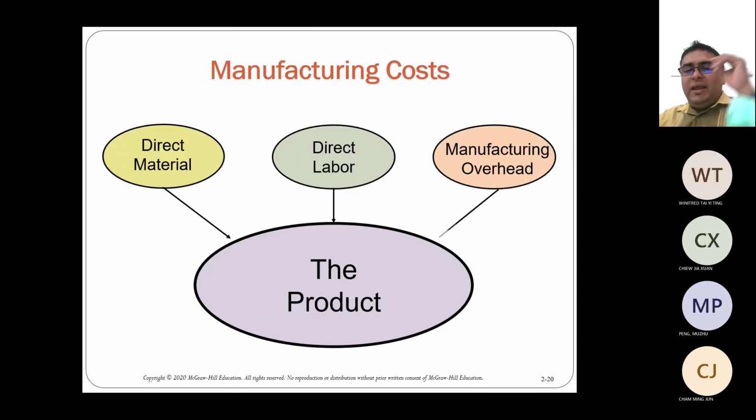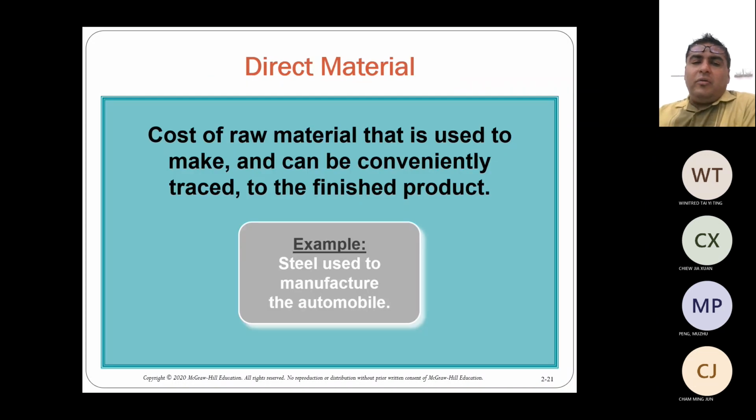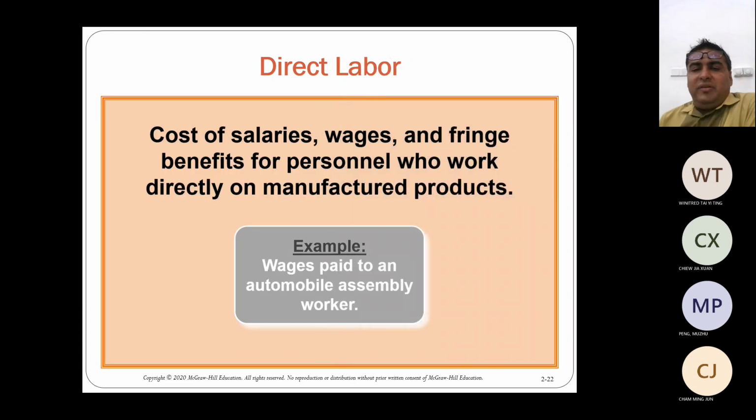So three kinds of product costs: direct material, direct labor, and manufacturing overhead. So what is direct material? Cost of raw material that is used to make and can be conveniently traced to the product. Example, whatever I've given you earlier for the table. What is direct labor? Cost of salaries, wages, and fringe benefit of personnel who work directly on the product.